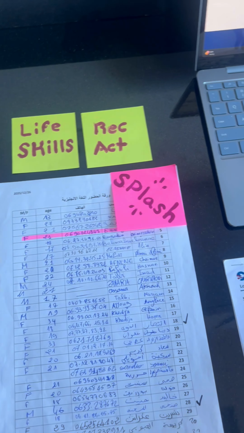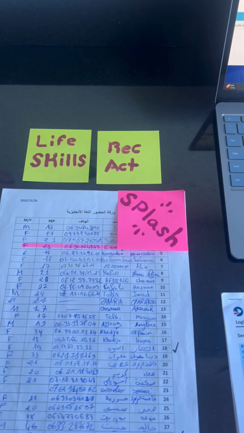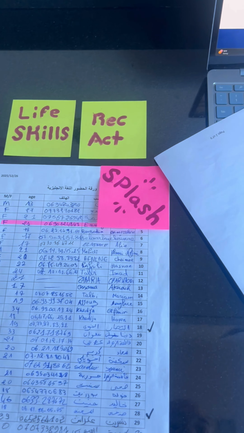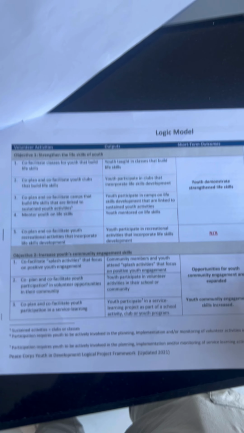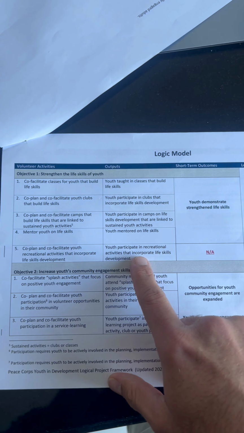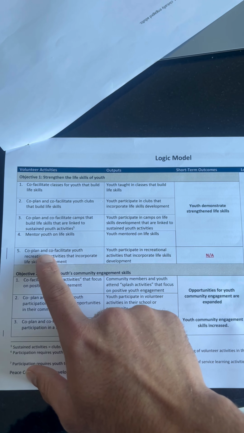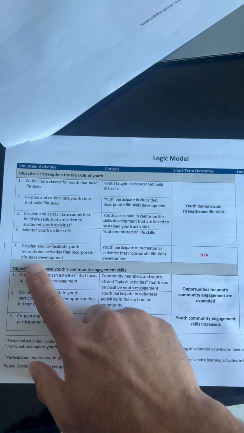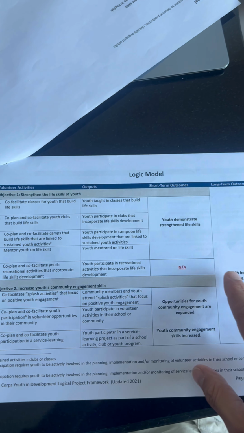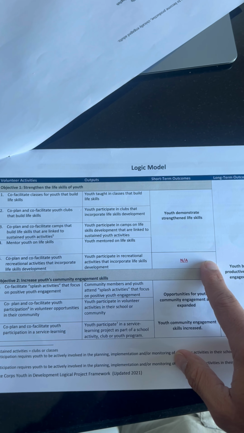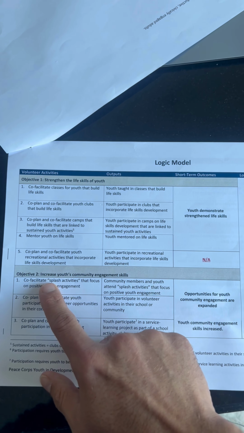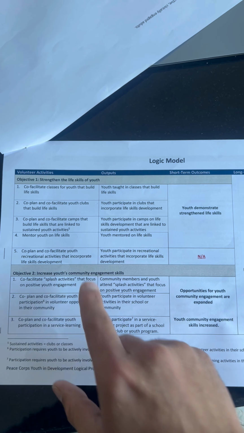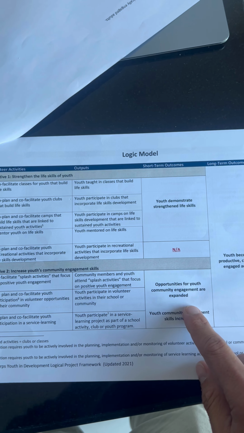This is a one-off activity that might have connection to a life skill, but those under the project logical framework only co-plan, co-facilitate youth recreational activities that incorporate life skills development are the ones that don't have an outcome. But for splash activities, it counts under youth community and engagement skills, which does have an outcome.